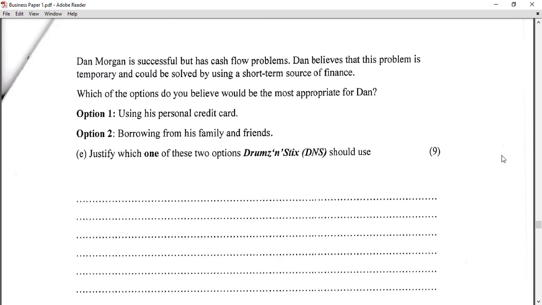But so sole trader, one person, these are the main sources of finance that he can actually use in an organization. So in this case, using a personal credit card. Credit card is an external source of finance. And the second option is borrowing from his family and friends, another external source of finance, because you can always get help from your family members and also your friends.